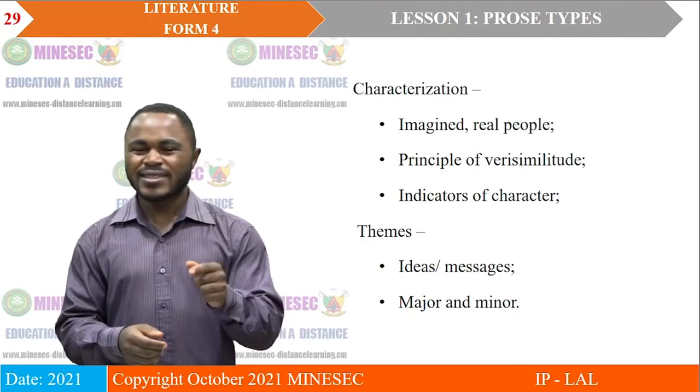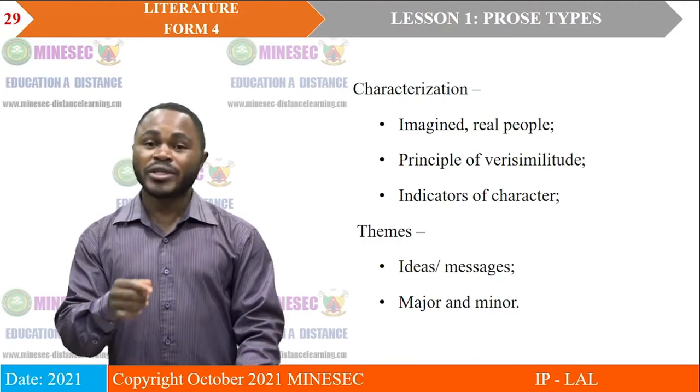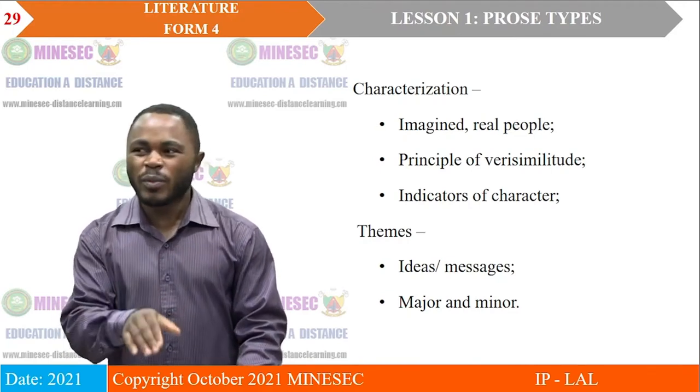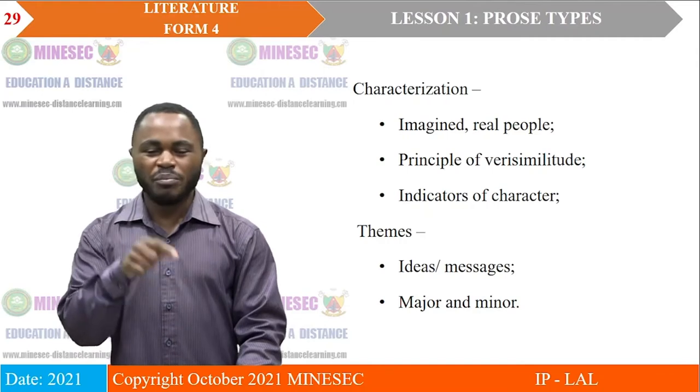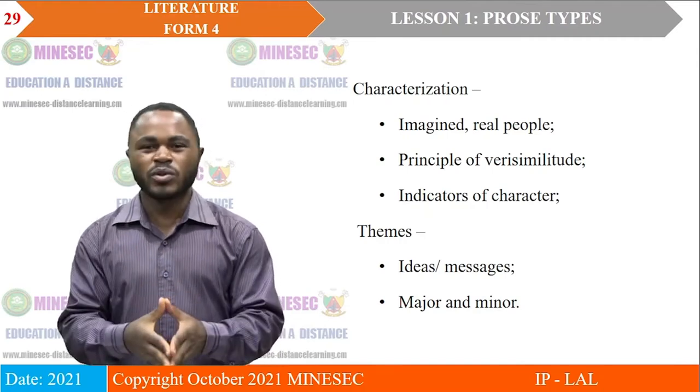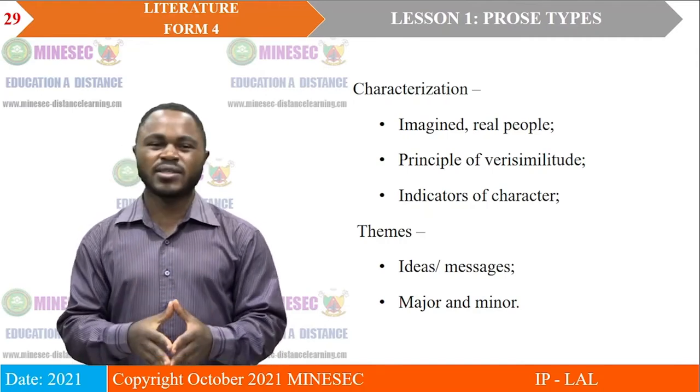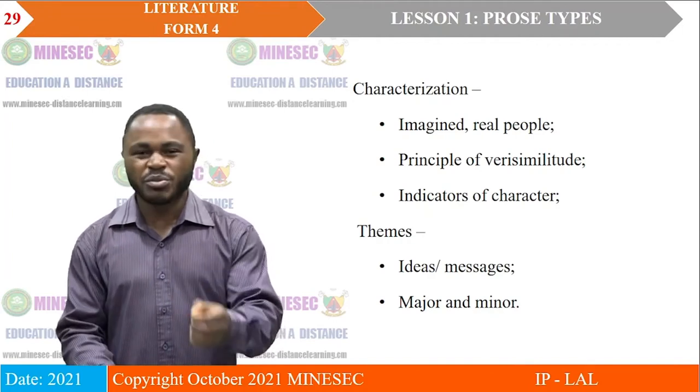They are imagined in the sense that they haven't existed for real. But they behave like normal people would do, and they are judged based on the expectations of how normal people would behave. Therefore, they are real in that sense. And that leads us to the principle of verisimilitude.